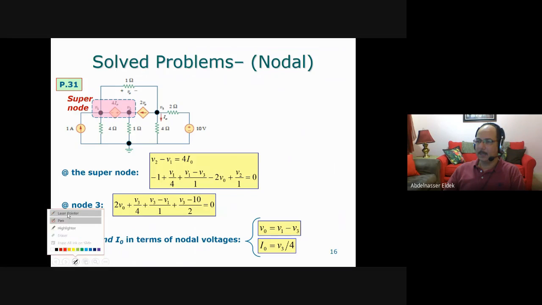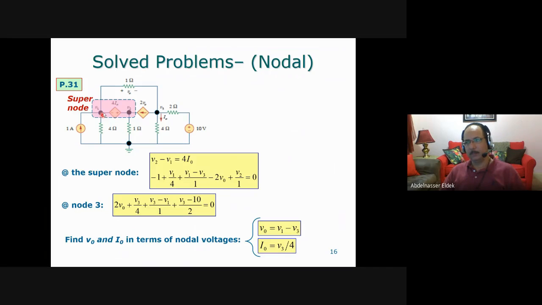Then how can we find it? So to find it, as I said, first find the relation between V1 and V2. V1 and V2, one minus the other one equals the source. So which one is positive, which one is negative?